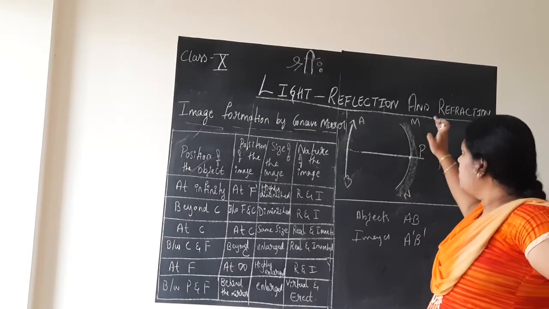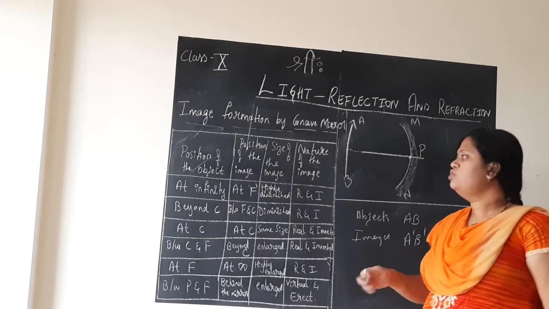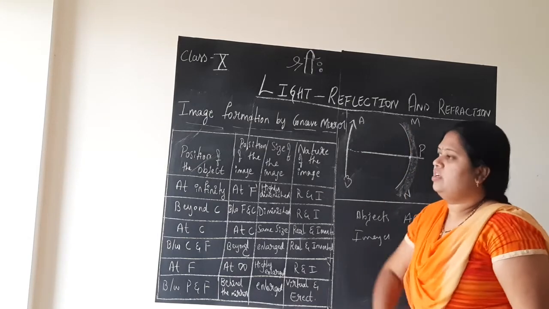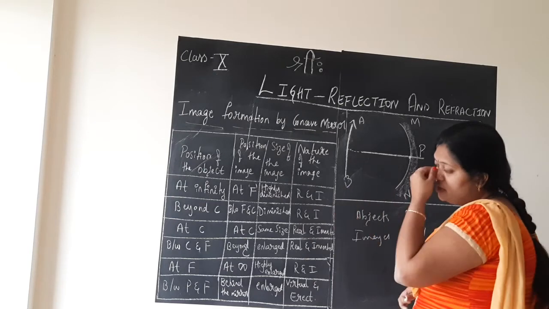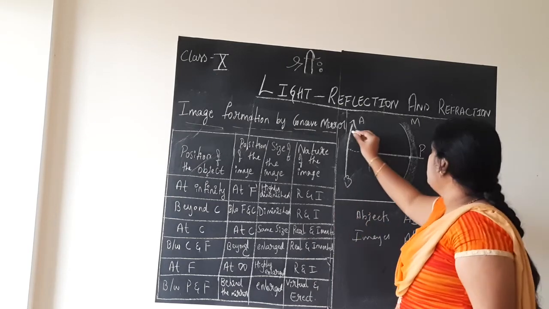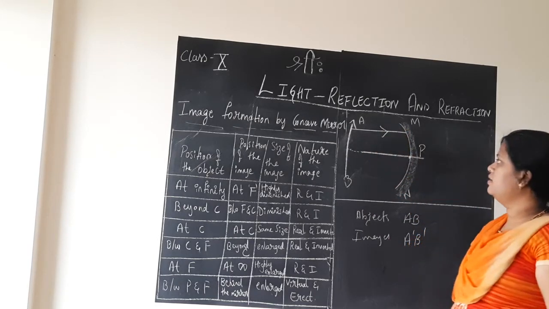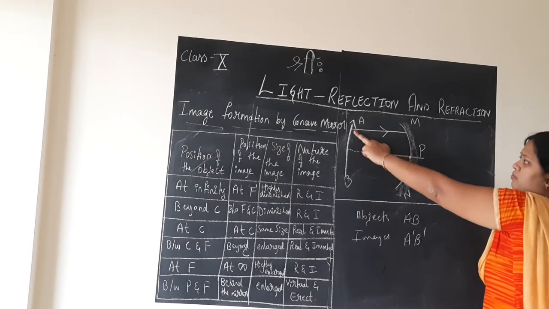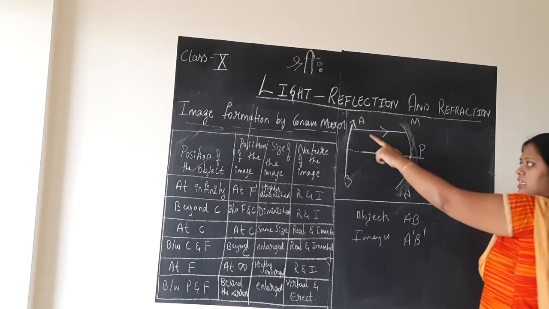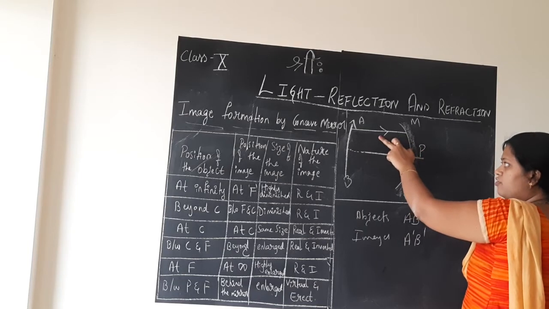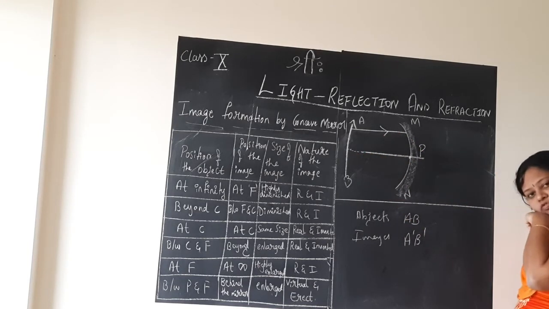The light should come from the object and should fall on the mirror. You cannot draw rays just as you like and reflect them. I told you the conditions. Now, if I draw a ray of light, incident light like this, coming from the object and falling on the mirror, you can see that the incident ray of light I have drawn is parallel to the principal axis of the mirror.